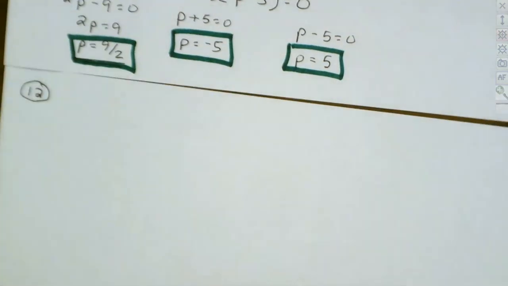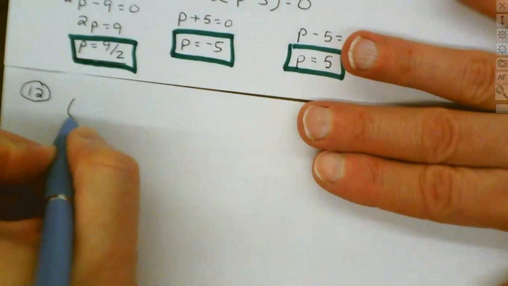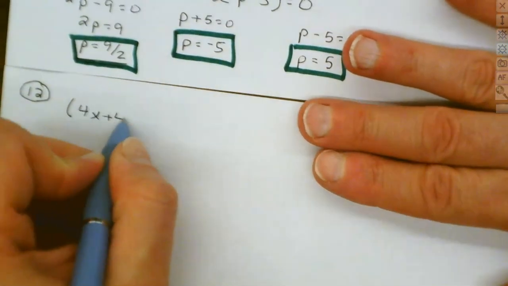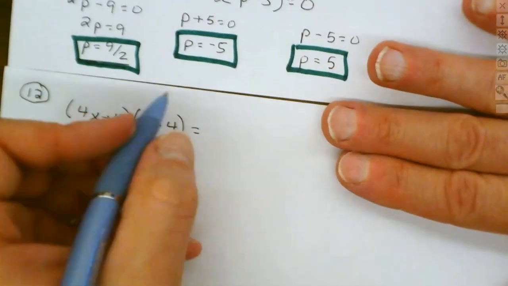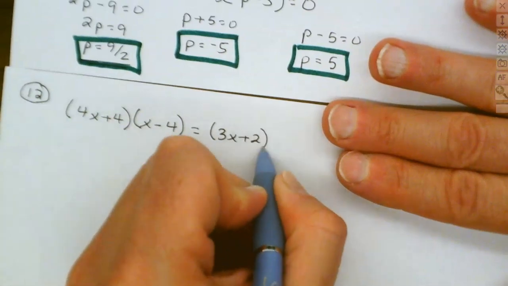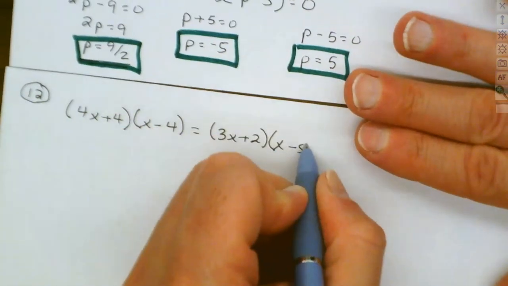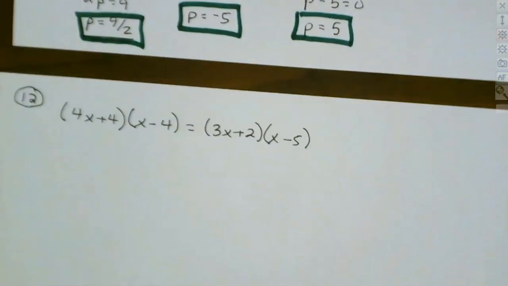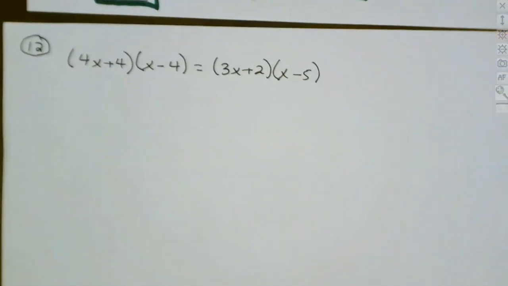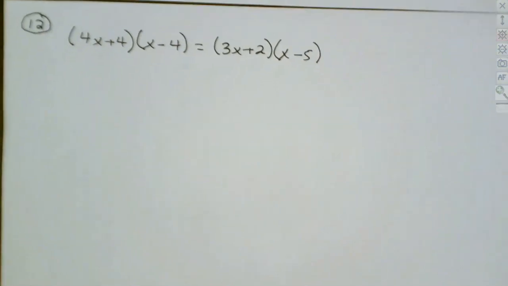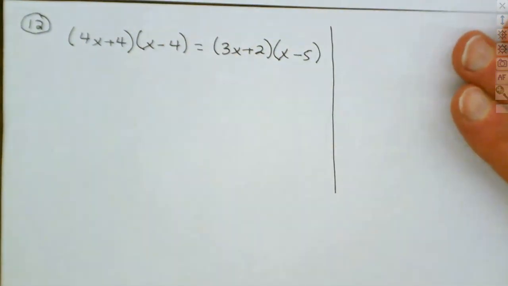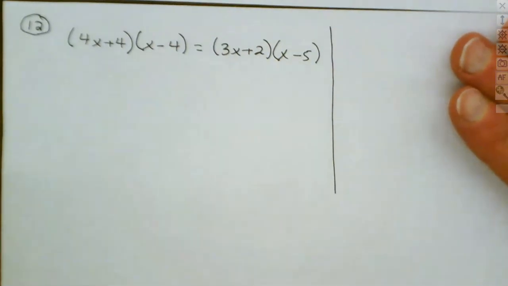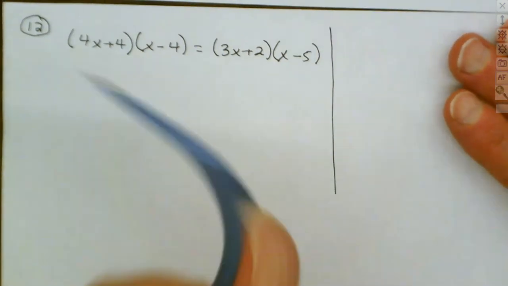Question 12 is 4x plus 4 times x minus 4 equals 3x plus 2 times x minus 5. Okay, so how do we handle this one? Well, this is going to be done in a similar manner to what we did for question 2. We've got to FOIL. But in this case, we have to FOIL twice. We have to FOIL the left side, and we have to FOIL the right side. So let's see what we have.